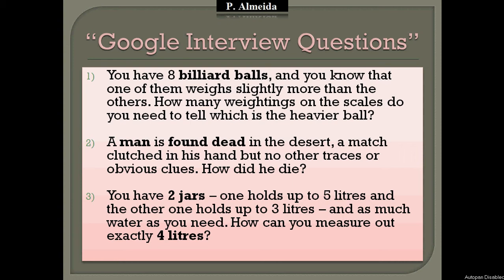Now the questions were: number one, you have 8 billiard balls and you know that one of them weighs slightly more than the others. How many weighings on the scales do you need to tell which is the heavier ball? Riddle 2 is: a man is found dead in the desert, a match clutched in his hand, but no other traces or obvious clues. How did he die? And the last riddle is: you have two jars, one holds up to 5 liters of water, and the other holds up to 3 liters. And you have as much water available as you need. How can you measure exactly 4 liters of water using these two jars?